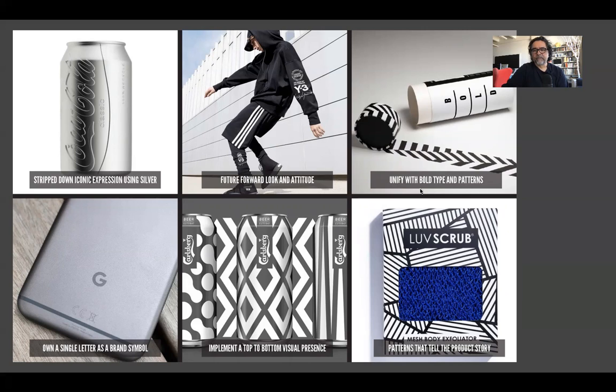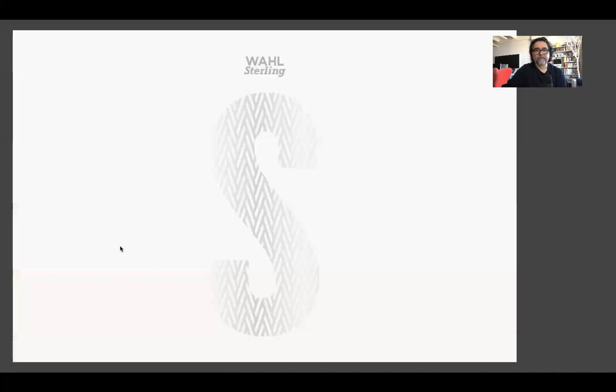And then it's unifying it with bold type and patterns. So the idea, we're really going to try to take this idea of patterns to tell a product story and implement that patterning from top to bottom. And then we want to also use this idea of owning a letter, like let's own the letter S, like Google owns the letter G, taking ownership of it.